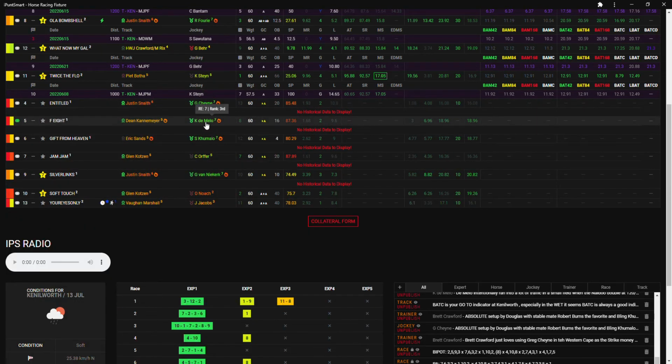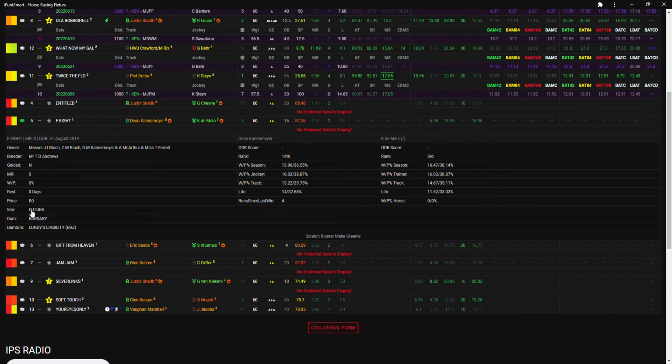When we look at F8, actually got some very decent breeding here. It's a Futura, Lundy's Liability and Bursary, and Mr. Dean Cannemer has a share in this horse. It's currently at a very ridiculous price of 40 to 1. But that's the kind of thing that I would actually nibble at, because it is good breeding and it is partly owned by the trainer and the owner.